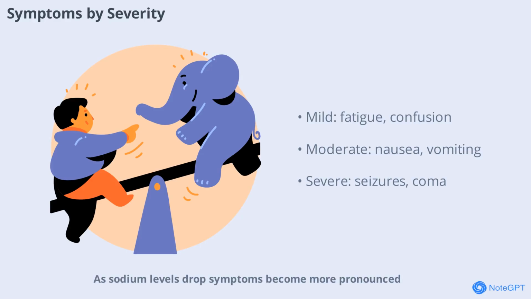As sodium levels drop, symptoms become more pronounced. Mild cases may only cause subtle symptoms like fatigue or mild confusion. Moderate hyponatremia can bring on nausea, vomiting, and more noticeable confusion. Severe cases, especially with sodium below 125 mEq/L, can lead to seizures, coma, and even death if not treated promptly. Recognizing these stages helps guide treatment decisions and urgency.